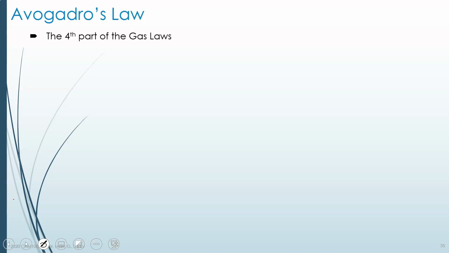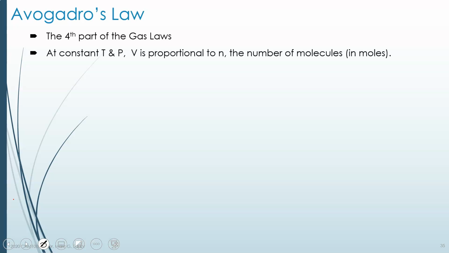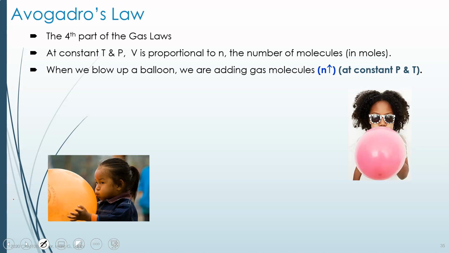So Avogadro's law is the fourth of the gas laws, and it was actually discovered last. And this was worked out by Amadeo Avogadro, the same person who Avogadro's constant is named in honor of. And what Avogadro found was that the volume is proportional to the number of moles of gas. And when you think about that, that's really not that exciting. When we blow up a balloon, we're adding gas. We're adding moles of gas to the balloon. The volume will go up.